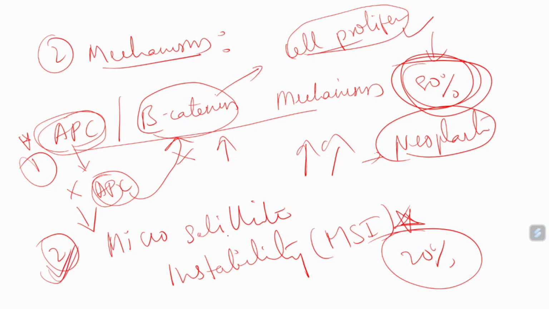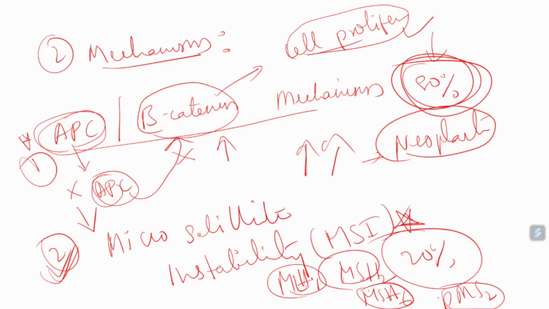This microsatellite instability mechanism is associated with the MLH1 gene, MSH2 gene, MSH3 gene, MSH6 gene, and PMS2 gene. These are the different genes which are mutated, and this mutation causes microsatellite instability. I'll try to explain.